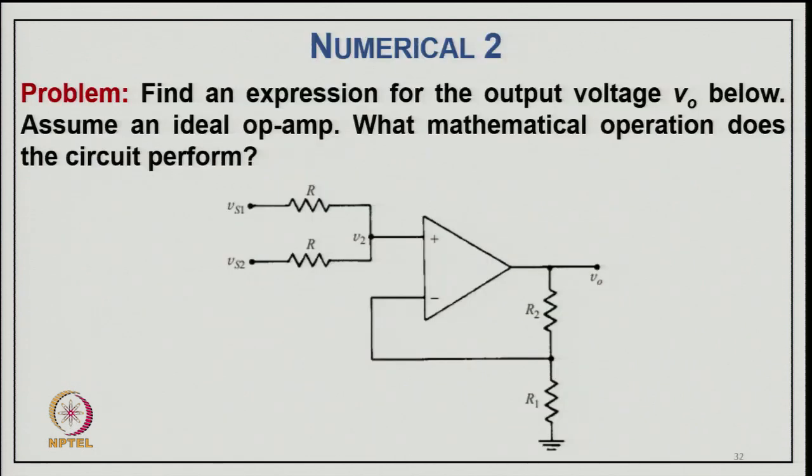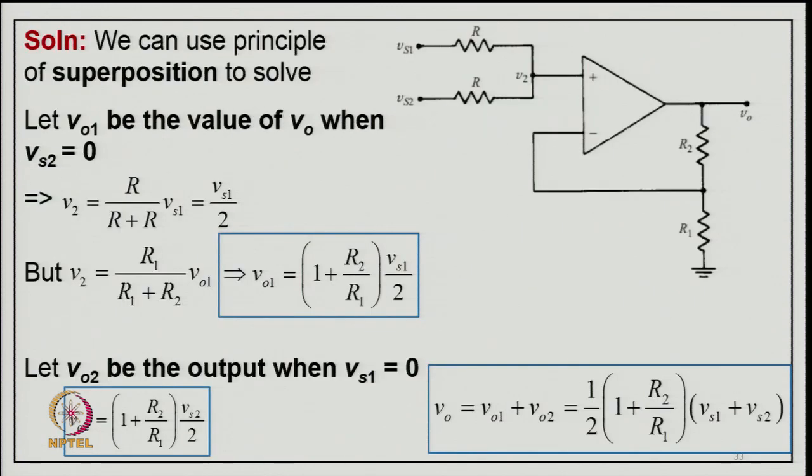Now, coming to numerical problem 2: find the expression for the output voltage here, assuming an ideal operational amplifier, and say what mathematical operation the circuit performs. Here you have the same circuit. We can use the principle of superposition because it is a linear circuit. So, we find V_O1, the value of V_O when V_s2 equal to 0.